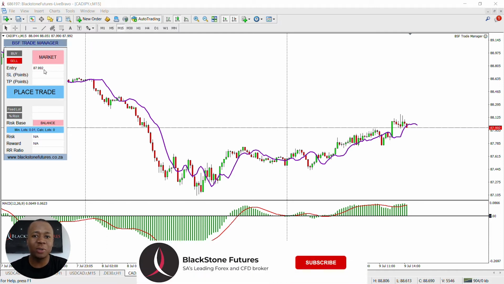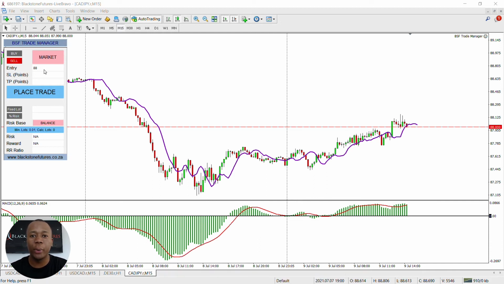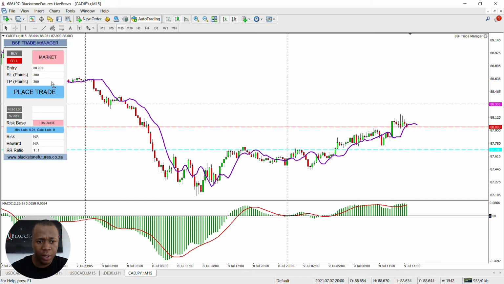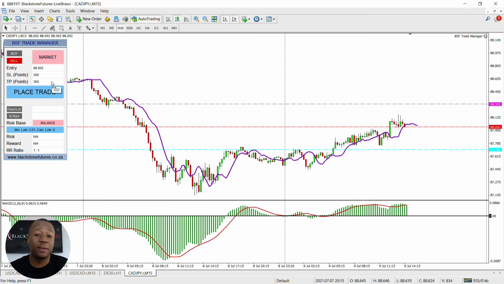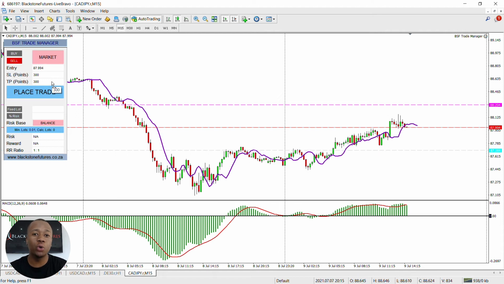So once that has been established, I can then establish where my stop loss and my take profit are. Per trade, I really enjoy going for 300 points. That is my own general preference, and that is what I'm going to use at a risk to reward ratio of 1:1.